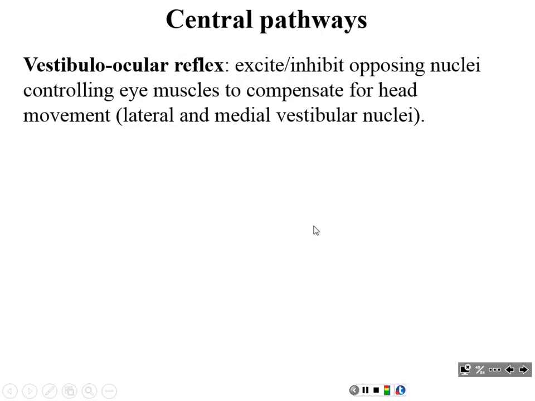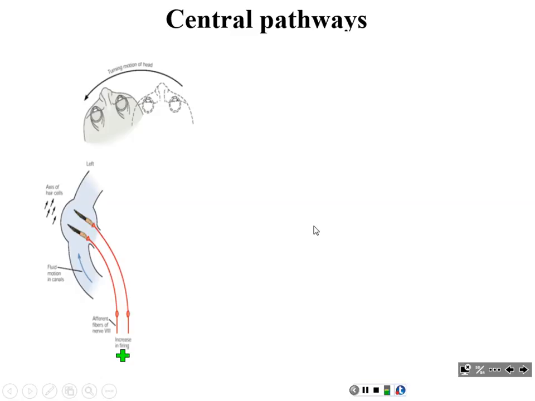In order to do that, it uses three different reflexes. The first one is the vestibulo-ocular reflex, which excites and inhibits opposite nuclei controlling eye muscles to compensate for head movements. I'm going back to this example. We have our eyes fixed on something, but we move the head towards the left. How do we keep our eyes fixed on that structure?